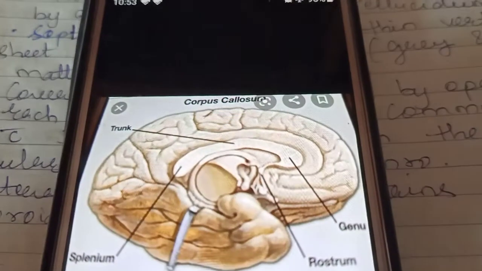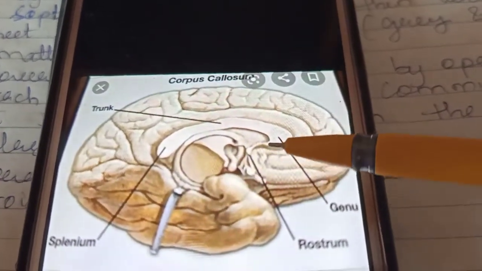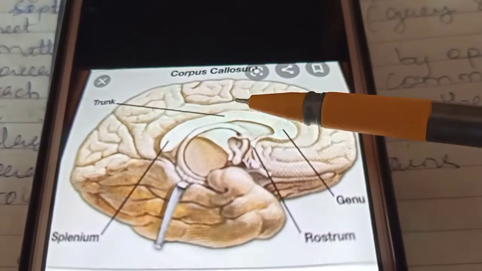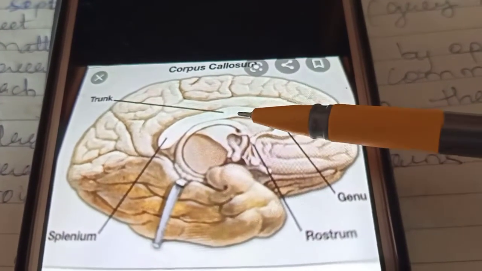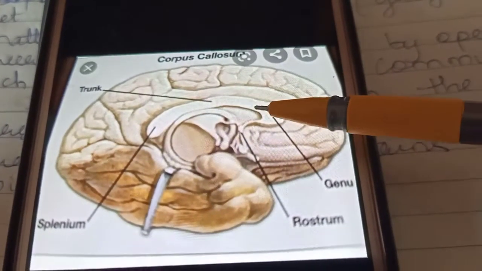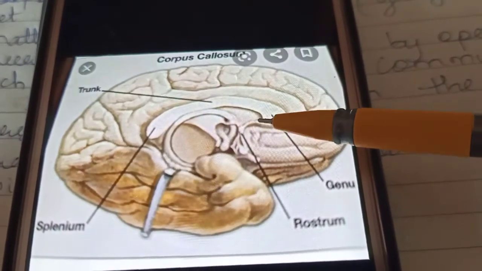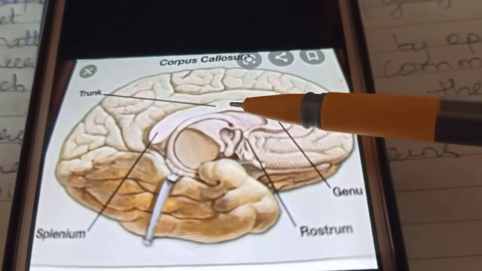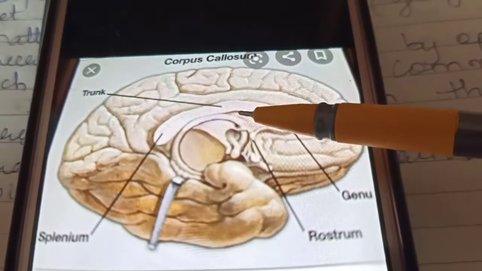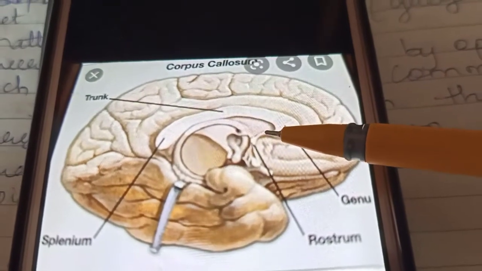Trunk is the body of the corpus callosum. So from the genu to the interventricular foramen is the anterior horn. Then comes the body of the lateral ventricle. Suppose this is the genu, here is the lateral ventricle, and this is the interventricular foramen. So from here to here is the anterior horn of the lateral ventricle.